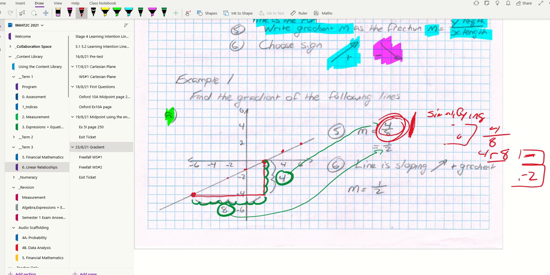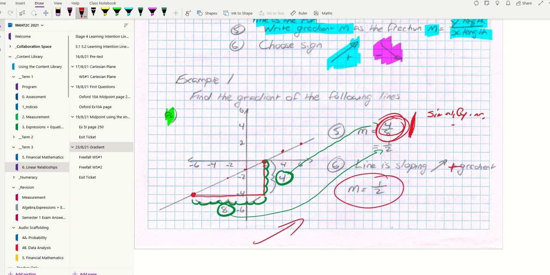And so when I look at the slope, it's sloping up. It's going that way. And so sloping up is positive gradient. So my m is plus a half. We don't put the plus. My gradient is a half.